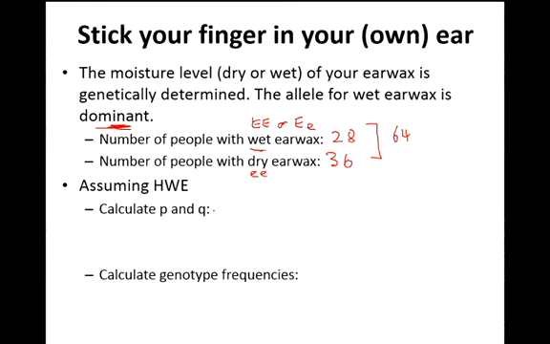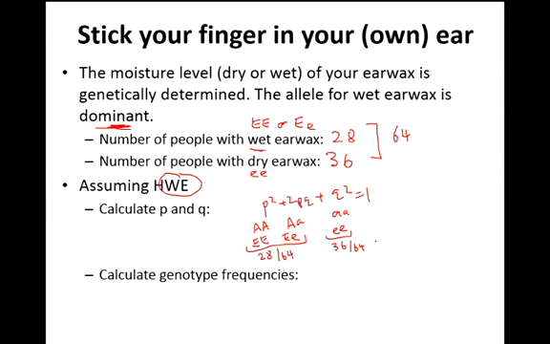The thing is, because we can assume Hardy-Weinberg equilibrium, we know that p squared plus 2pq plus q squared equals 1. We know p squared is the big A's, or in our case, they're E's. So this is big E, big E; big E, little e; little e, little e. Proportionally, there are 28 on 64 of these guys, and 36 on 64 of these. So can we then say 36 on 64 is equal to q squared?